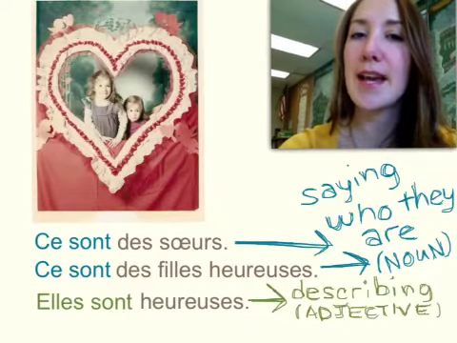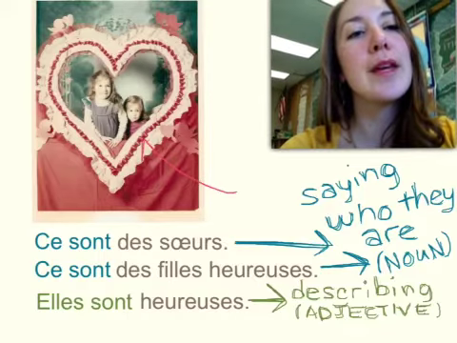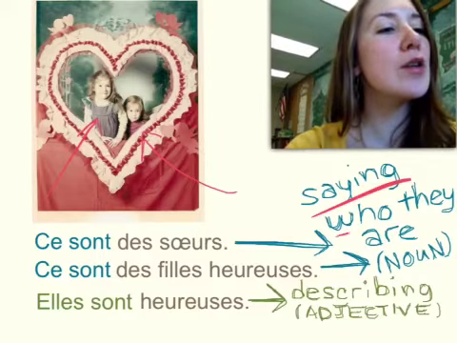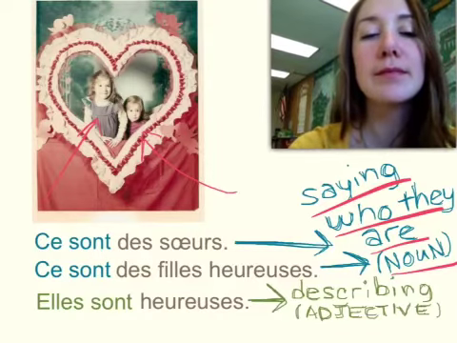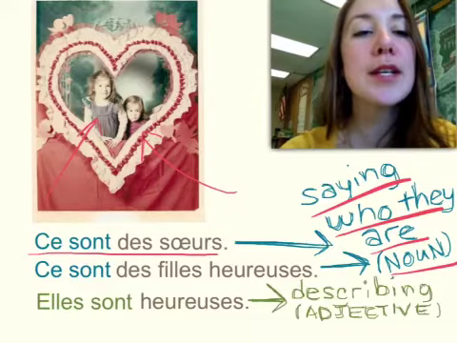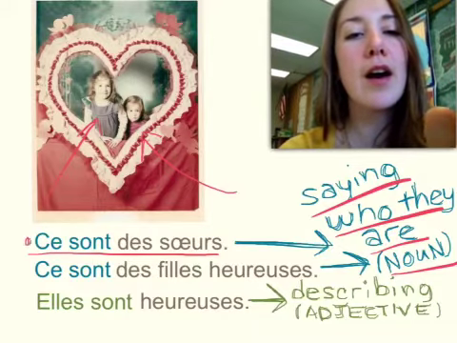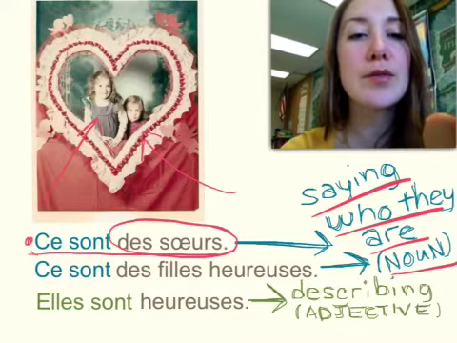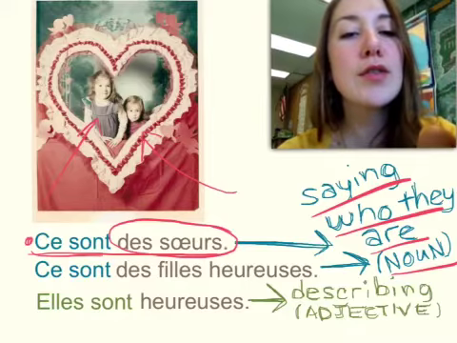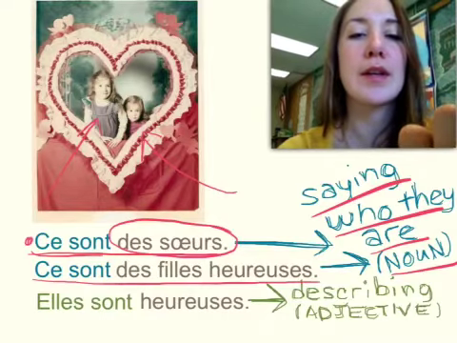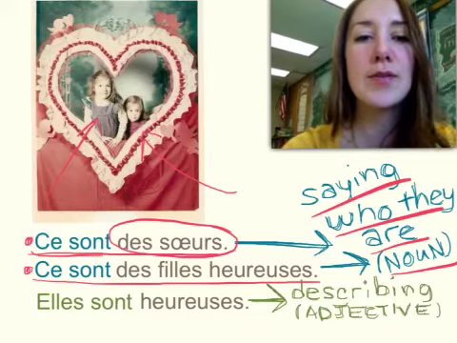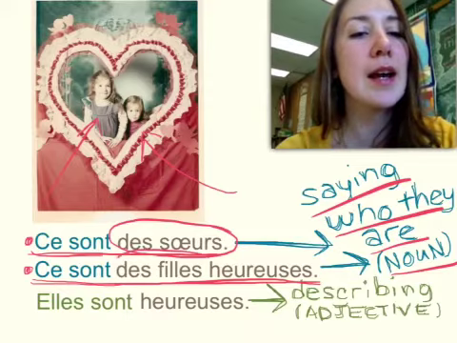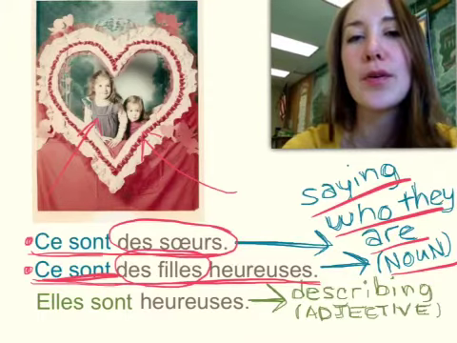How about one last example? Let's use a photo of me and my older sister when we were little. If I wanted to say who they are using a noun, I could say, ce sont des sœurs. They are sisters. And that's using a noun, so I use ce sont. Or I could say, ce sont des filles heureuses. Using ce sont, they are happy girls. Okay? And I'm using a noun here, so I have to use ce sont.